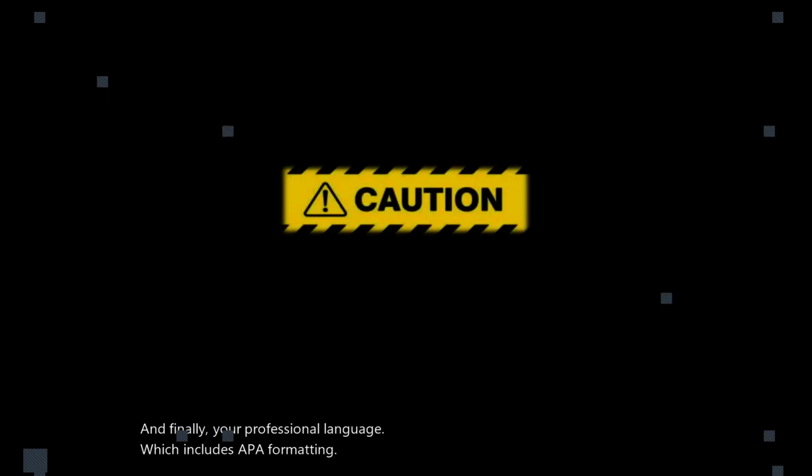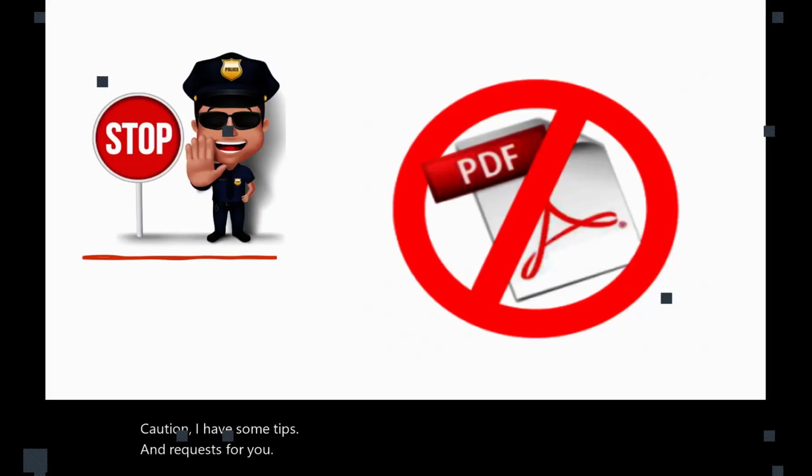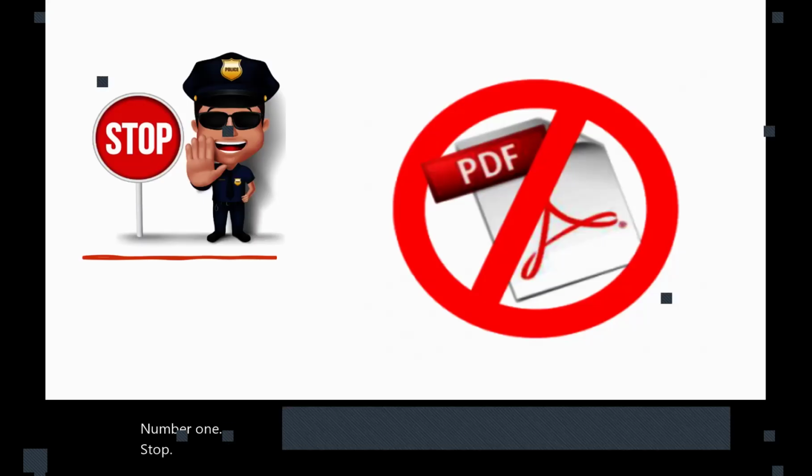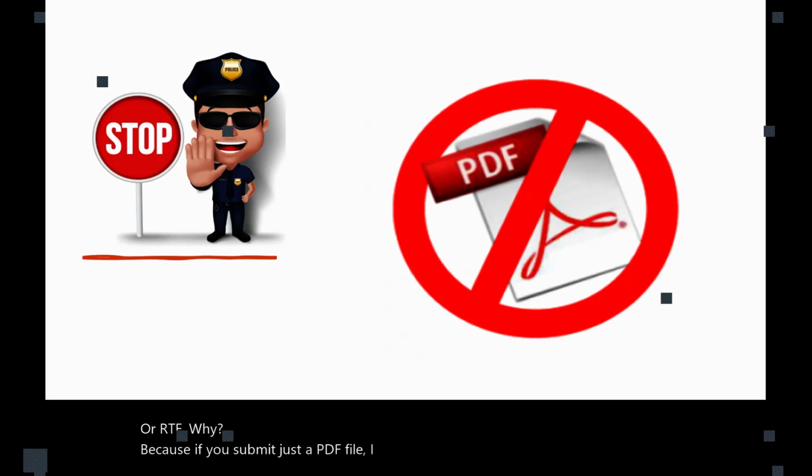Some tips. Caution. I have some tips and requests for you. Number one, please don't use PDF files. Use either Word or RTF. Why? Because if you submit just a PDF file, I don't have an application that uses or opens PDF files.